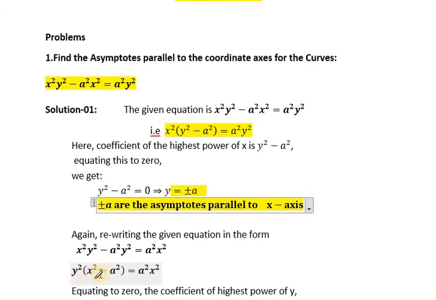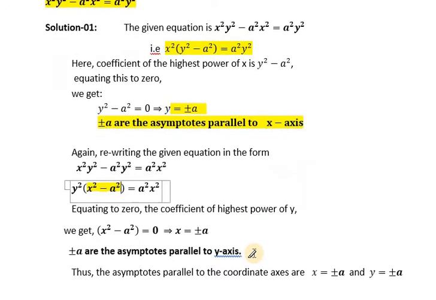Now what is the coefficient of y square? See, y square is the highest power of y present in this equation. So the coefficient of this is x square minus a square.